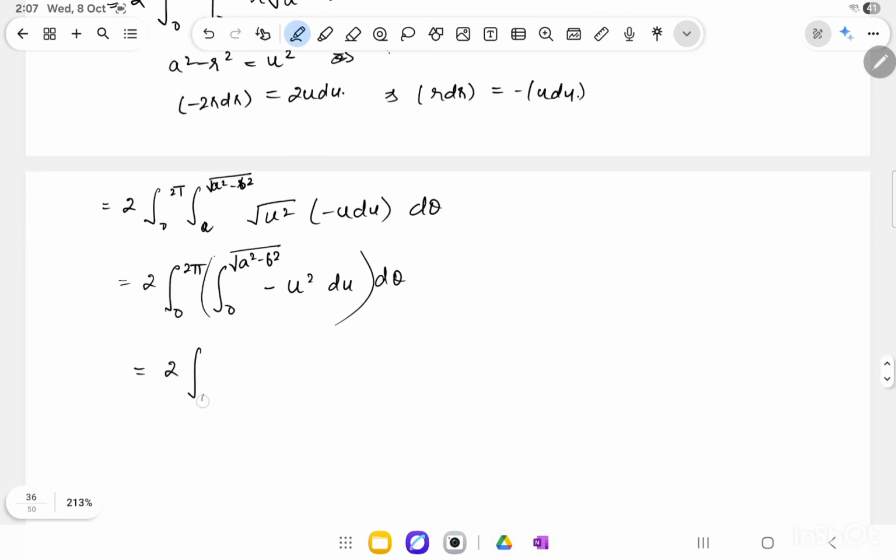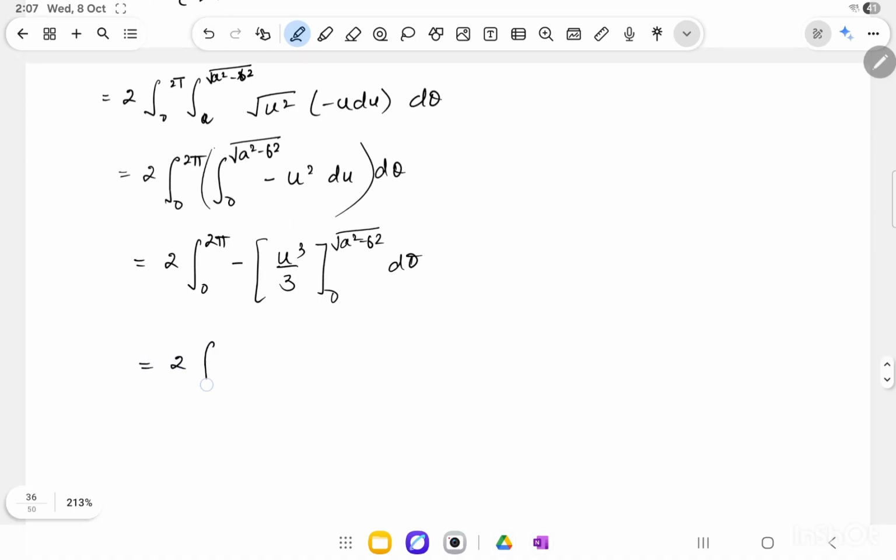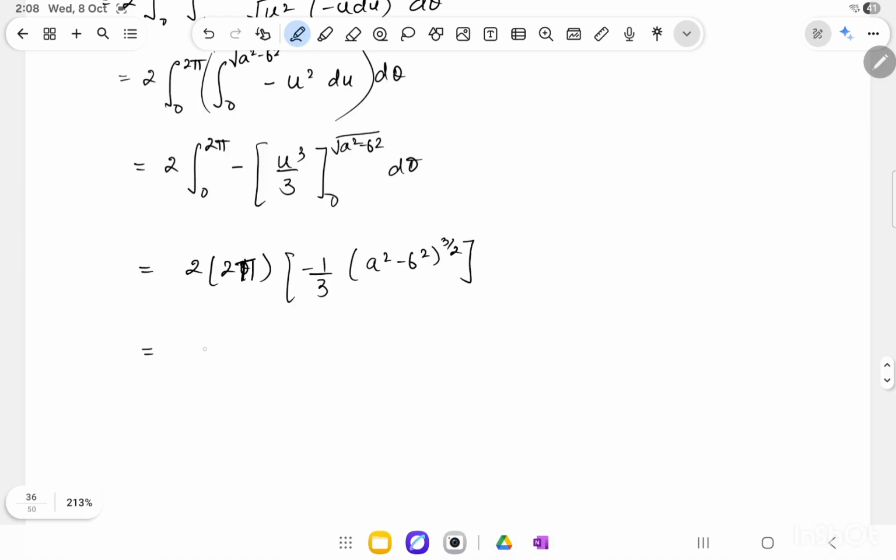That simplifies to 2 times the integration from 0 to 2 pi of minus u cube by 3, where u varies from 0 to under root a square minus b square, d theta. That gives me 2 times the integration over theta, because the term inside the integration sign is constant after substituting the limit. So it will be 2 times 2 pi, minus 1 by 3 into a square minus b square raised to 3 by 2. So it is equal to minus 4 pi by 3.